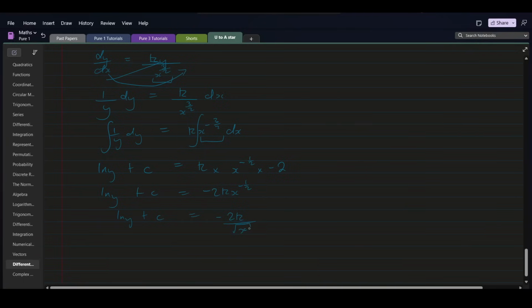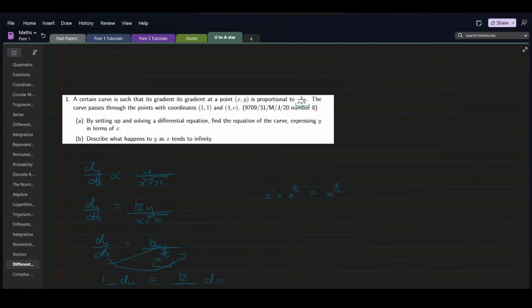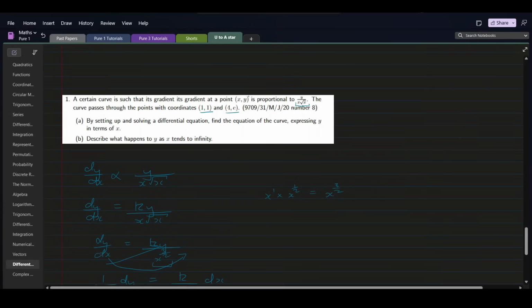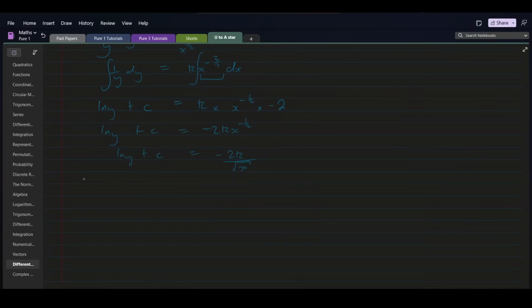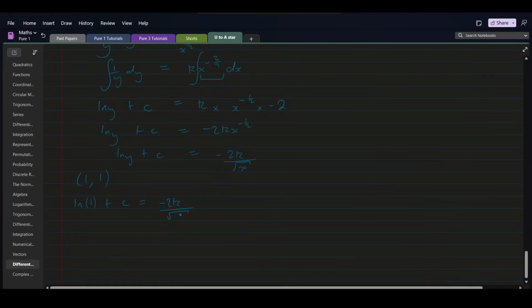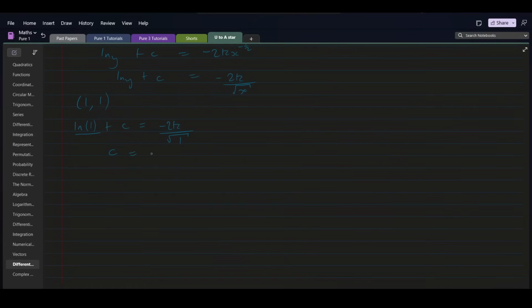Now, in the stem of the question, we are given coordinates that the curve passes through. We have (1, 1) and (4, e). So let's use those to evaluate our constants c and k. Okay, so let's do (1, 1). So this would be ln 1 plus c is equal to negative 2k over root 1. So ln 1 is 0, and so we end up with c is equal to negative 2k over root 1, so that's simply negative 2k.